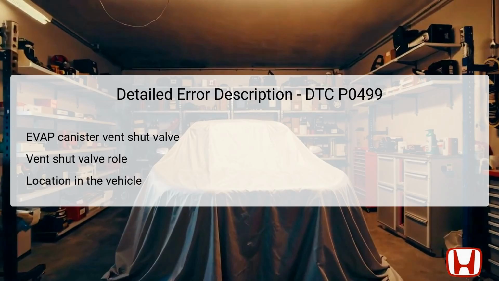The vent shut valve is usually located near the EVAP canister, which is typically found in the rear of the vehicle near the fuel tank. It relies on electrical signals from the powertrain control module, PCM, to operate correctly. If there is a discrepancy, such as in the case of DTC P0499, it indicates a fault within this circuit that needs immediate attention to uphold emission standards and maintain vehicle performance.